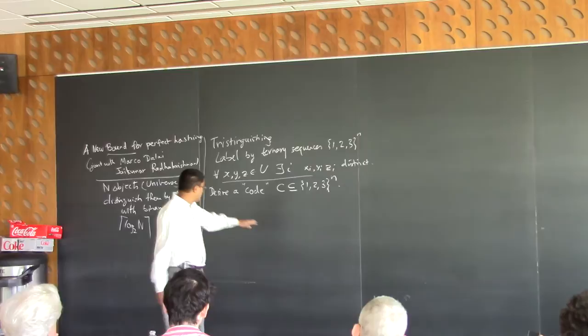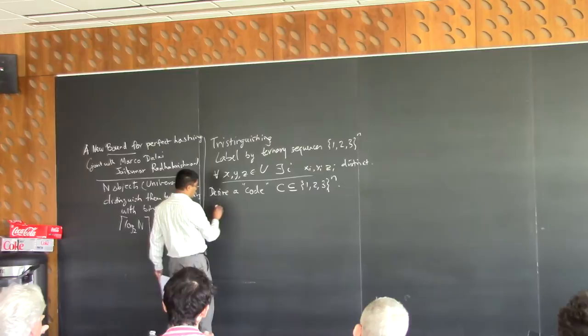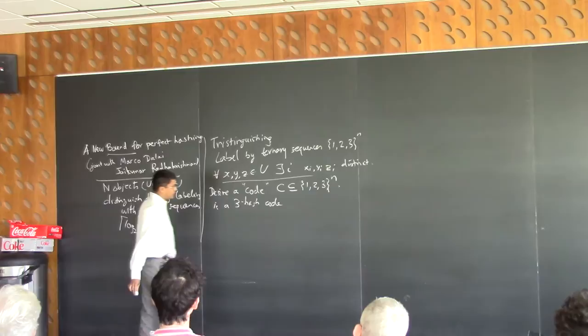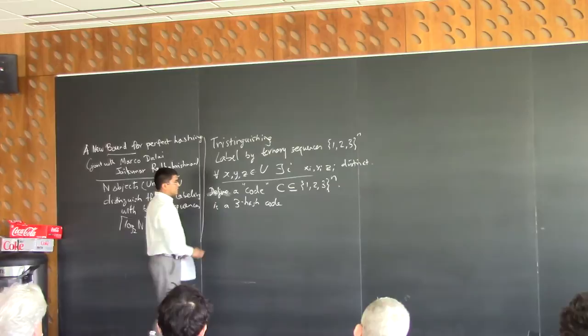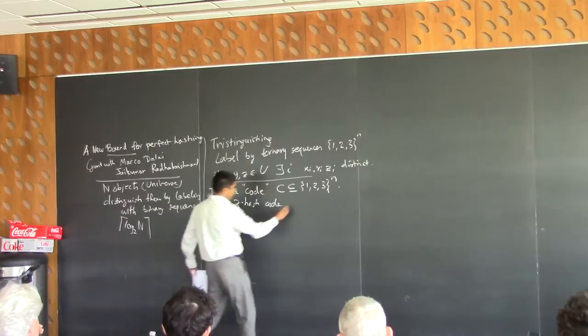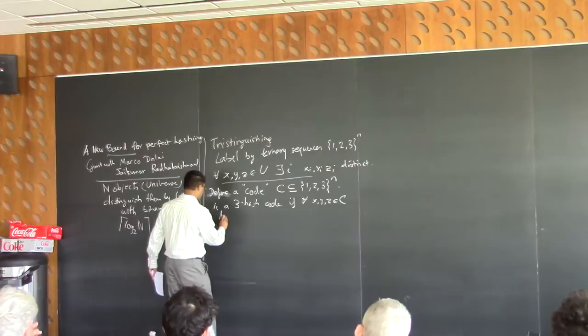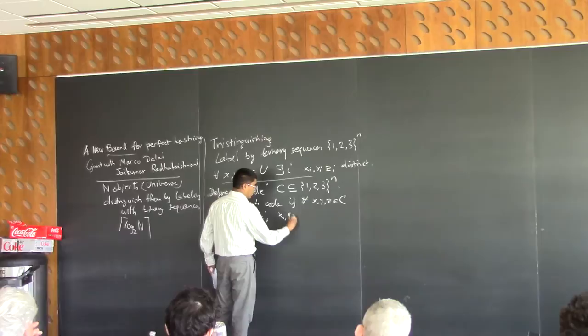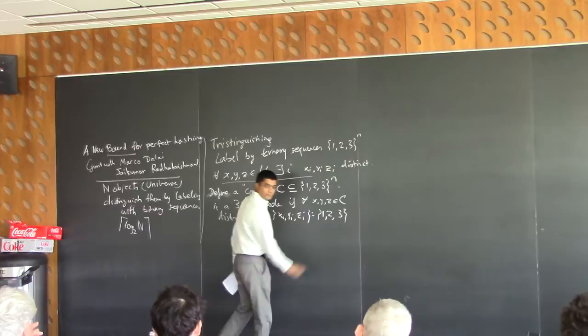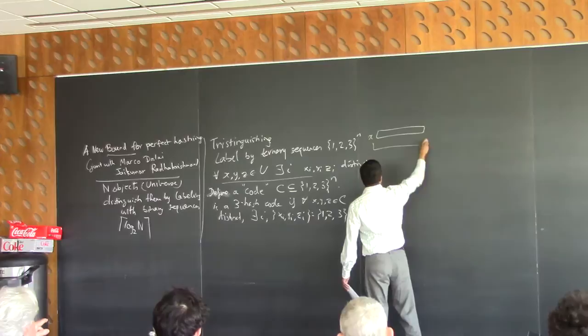Again, let me state it the way I want it. A code is a three hash code, and I'll make the connection to hashing apparent in a second. You take a subset of ternary strings and you call it a three hash code if this property holds: for all distinct x, y, z in C, if you take any distinct triple, there exists an i for which x_i, y_i, z_i are all distinct. Pictorially, you can take any triple in the set, and there must be some coordinate where all three values are different.